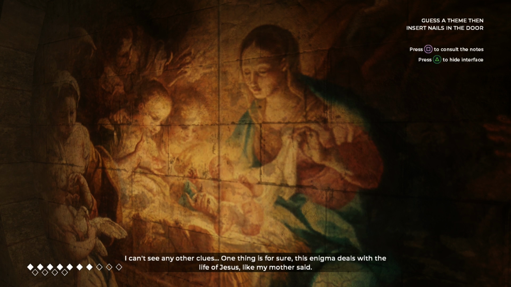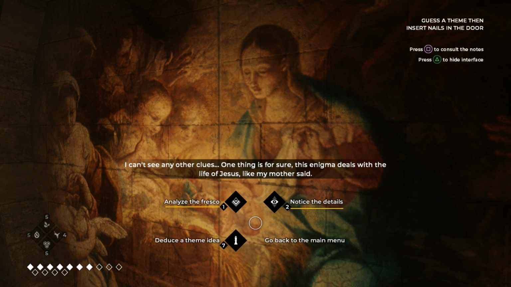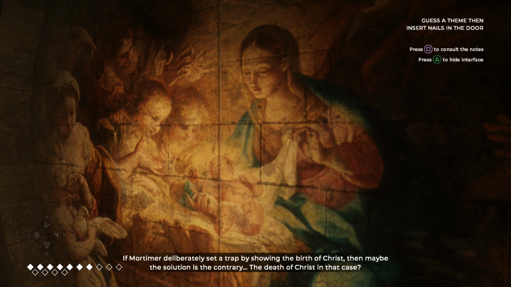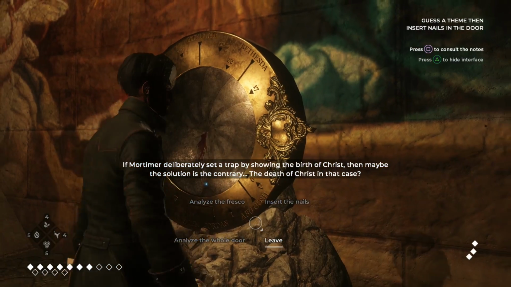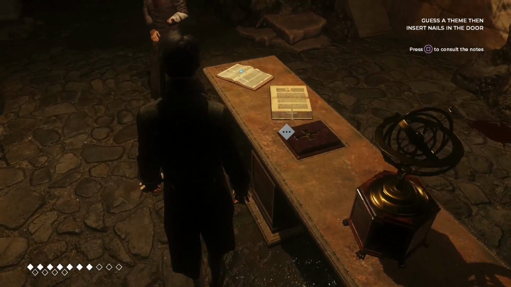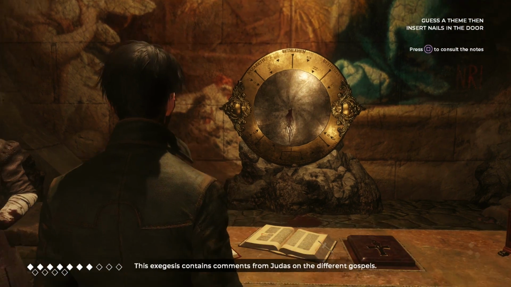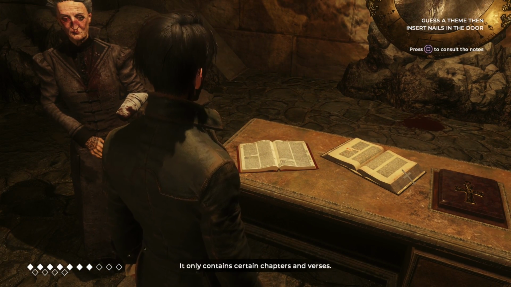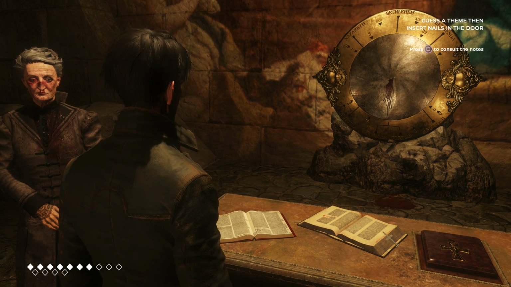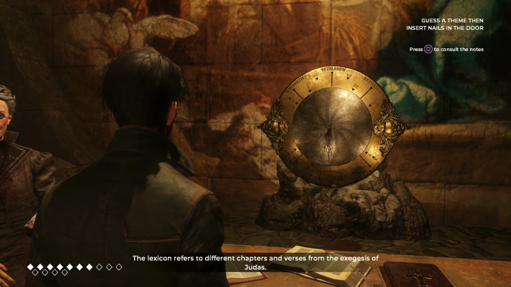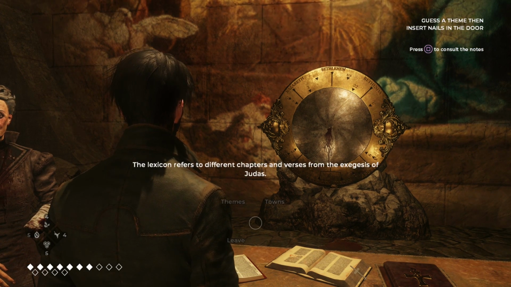Okay, so then let's do the deduction. We'll do this one for free. If Mortimer deliberately set a trap by showing the birth of Christ, then maybe the solution is the contrary. Okay, so we're on the right page. The death of Christ in that case? Which means we need to read this, probably. This exegesis contains comments from Judas on the different Gospels. It only contains certain chapters and verses, and the chapters are indicated by Roman numerals. The lexicon refers to different chapters and verses from the exegesis of Judas.